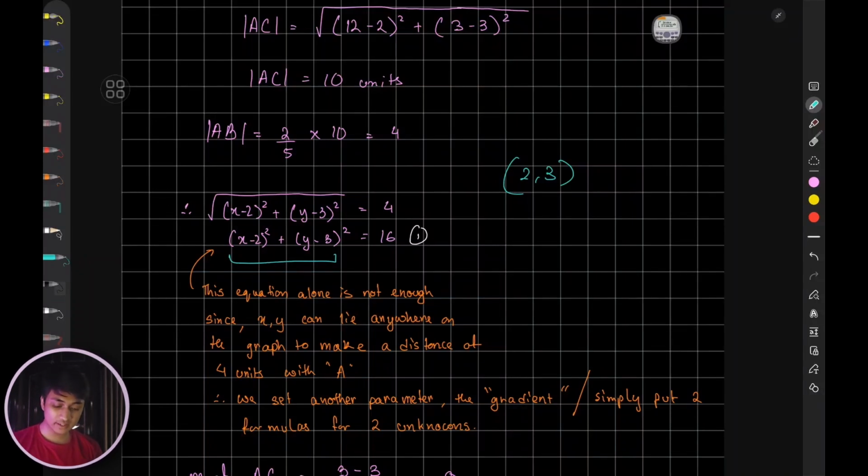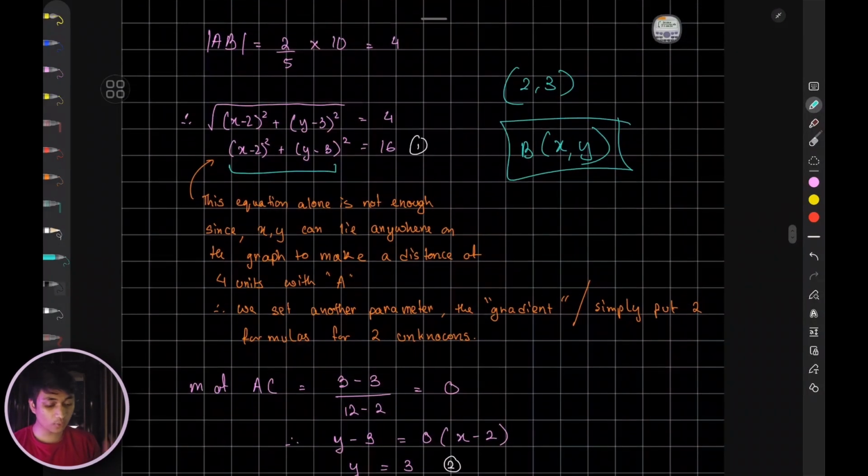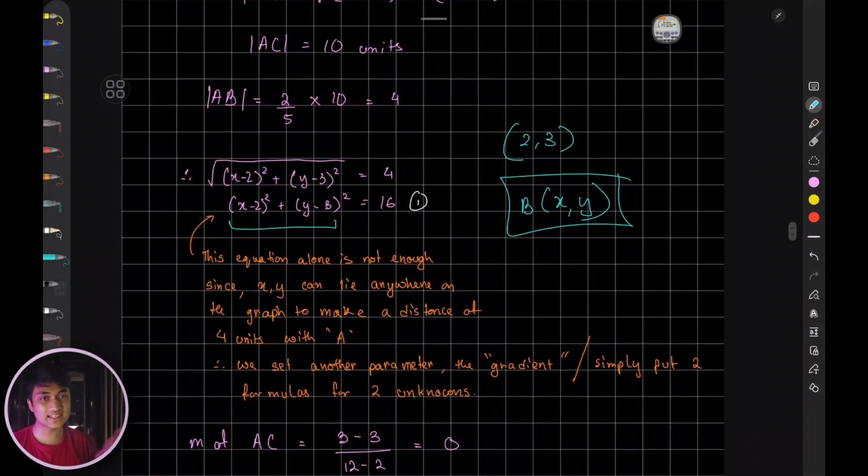What do you have at the end of the day? You have an equation with two variables x and y. Now, is this enough for you to find x, y, which is the coordinate of B? Remember, I want to find the coordinate of B. That is the main objective. Forming this equation doesn't help if I can't find the coordinates x, y. So how do I find x, y over here?